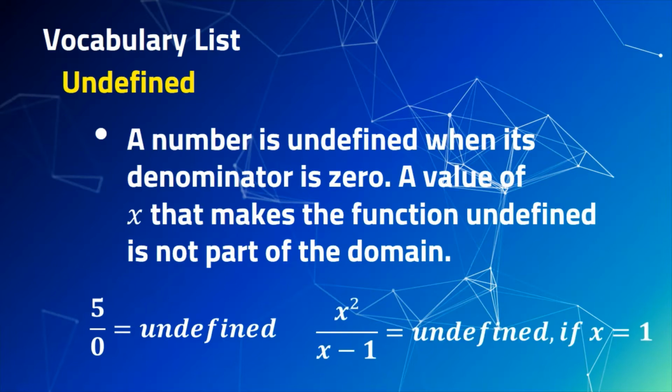Another one is x squared over x minus 1. So this is a rational expression. If you're going to replace x with 1, this denominator will become 0. So the value of this one is undefined if x is equal to 1.